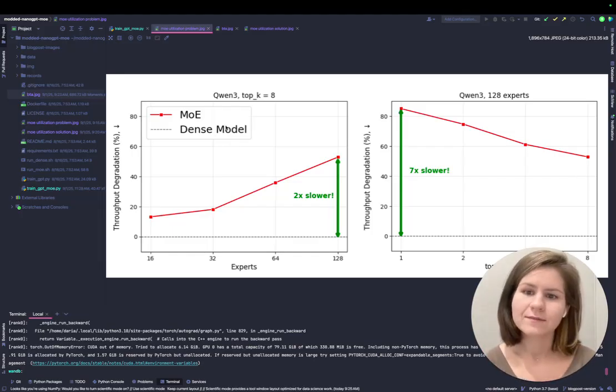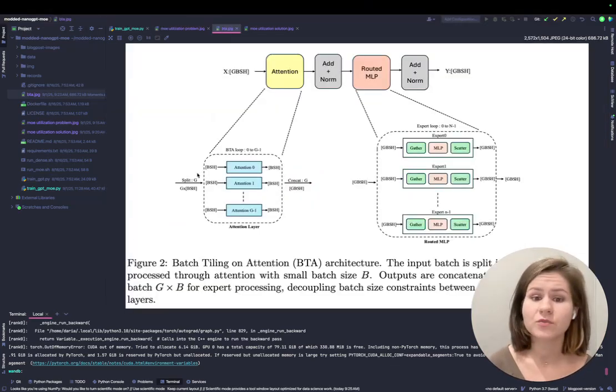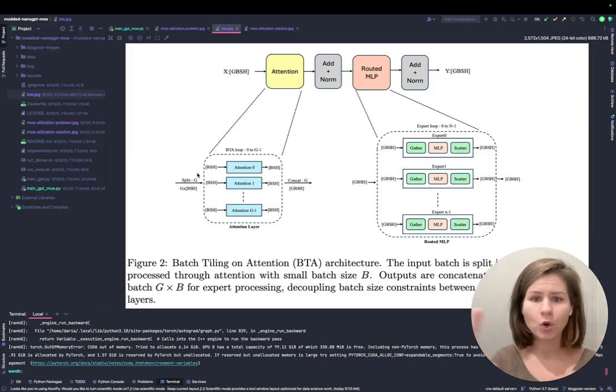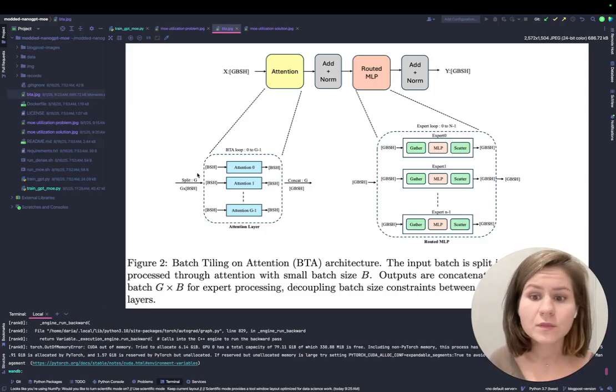Let's actually implement it. On Cerebras CS3 machines, we created a technique called batch tiling on attention. Let's assume that we have some input data, and it has the batch size B, sequence length, and some hidden dimension. We need to move it to the attention layer. So before we throw a huge batch into the attention layer, let's tile it into G separate blocks and process them in parallel.